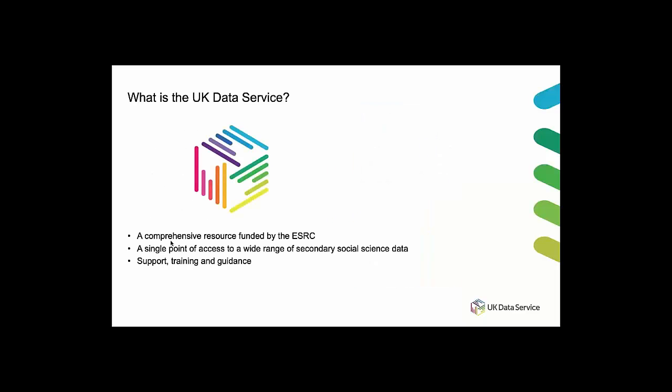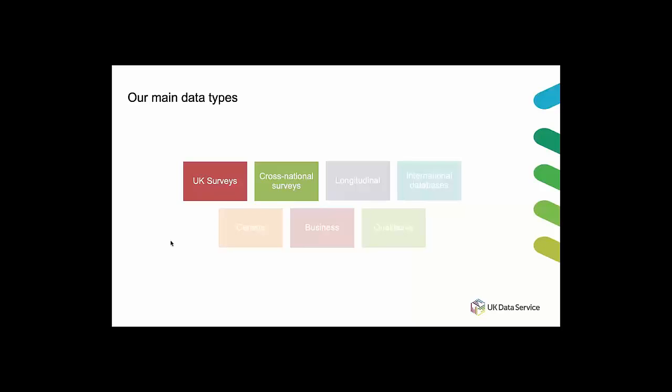What's the UK Data Service? It's a comprehensive resource funded by the Economic and Social Research Council. We aim to provide access and support to a wide range of social science data. In addition to providing data, we also provide support and give training and guidance to our users. In terms of the data we provide, we can divide them into 7 main types.